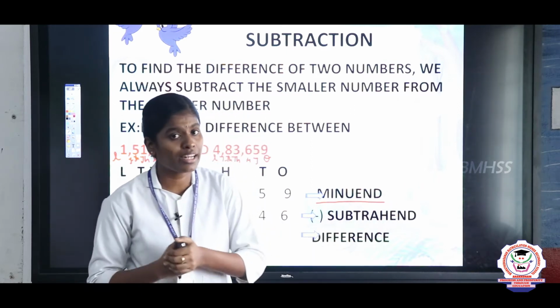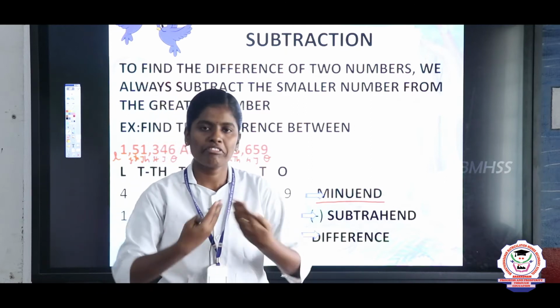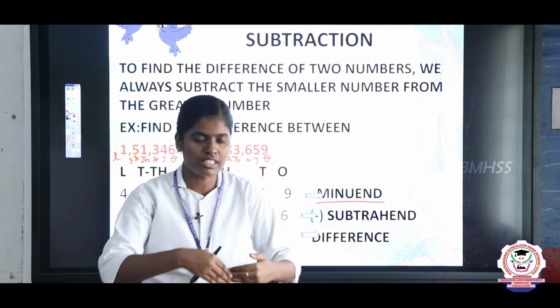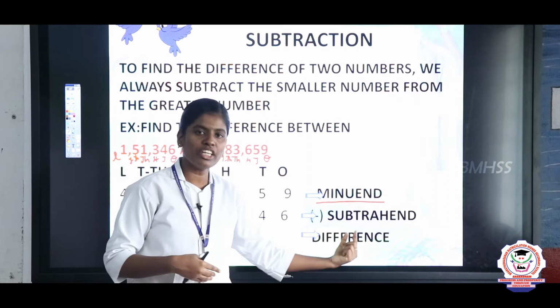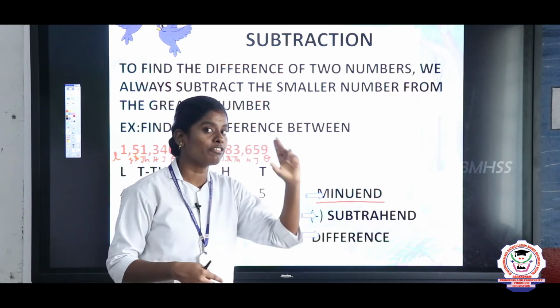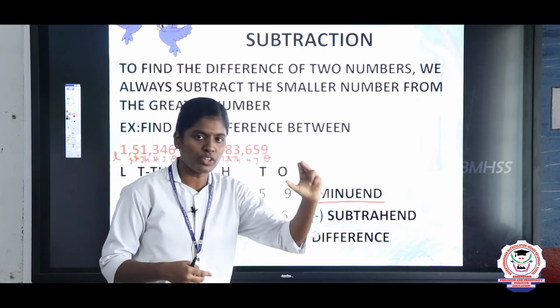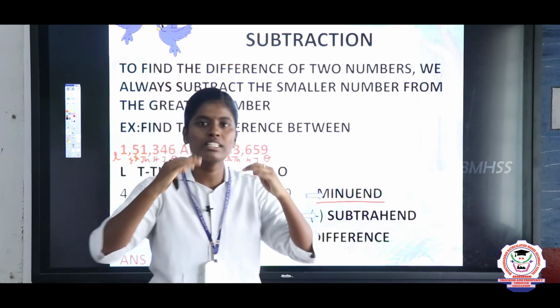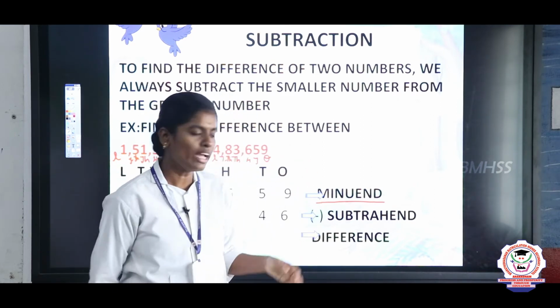S-U-B-T-R-A-H-E-N-D. The smaller number is called subtrahend, and the final answer is called difference. D-I-F-F-E-R-E-N-C-E. The first, greater number is called minuend. The second, smaller number is called subtrahend, and the final answer is called difference.